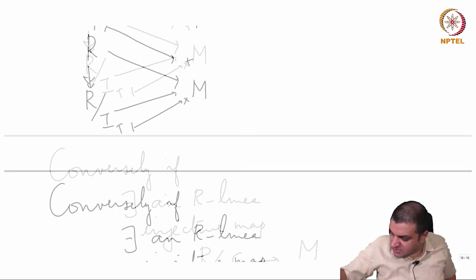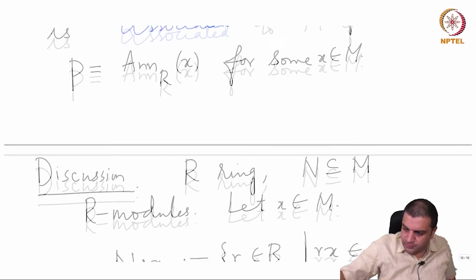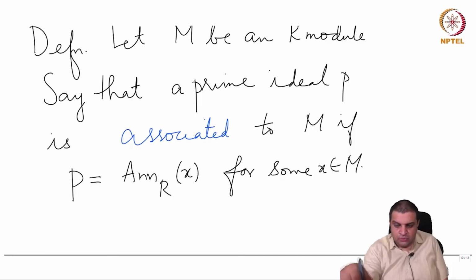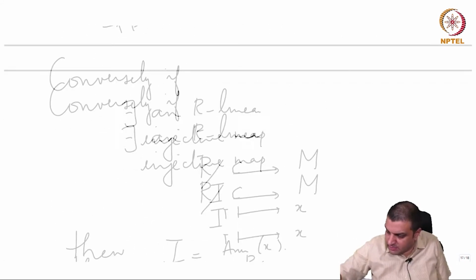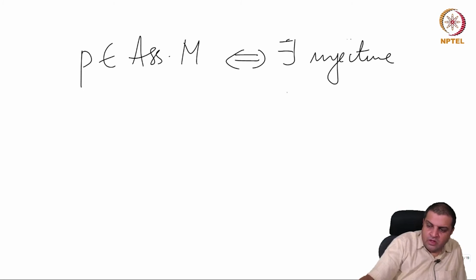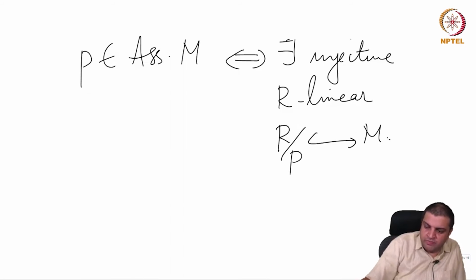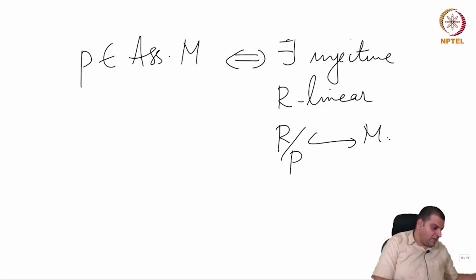So why did we say all these things? We were discussing associated primes, and what was the definition of associated primes? We say that P is an associated prime if P is the annihilator of some x inside M. So now we can rewrite: P is associated to M if and only if there exists an injective R linear map from R mod P to M. Quite often this is how we use it. So this is what we mean by an associated prime.